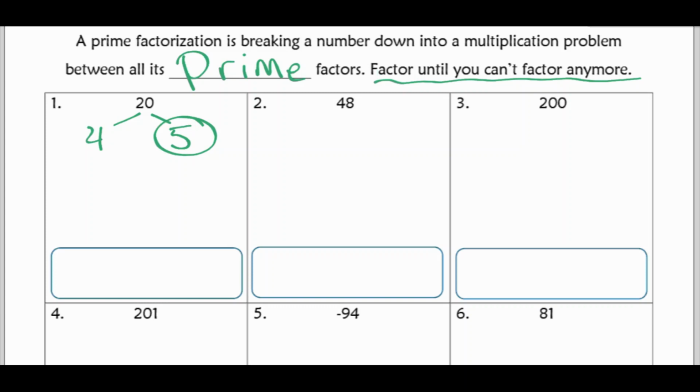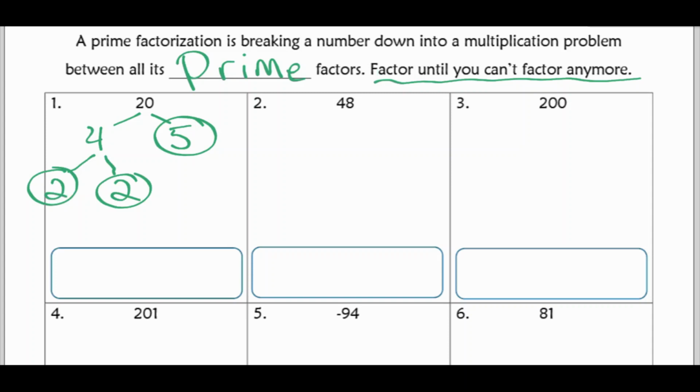I know 4 can break down. Now 4 can break down into 2 and another 2. 2 cannot be broken down, so I'm done with that end of the factor tree. Those are all of my prime factors. And I'm going to write that as a multiplication problem.